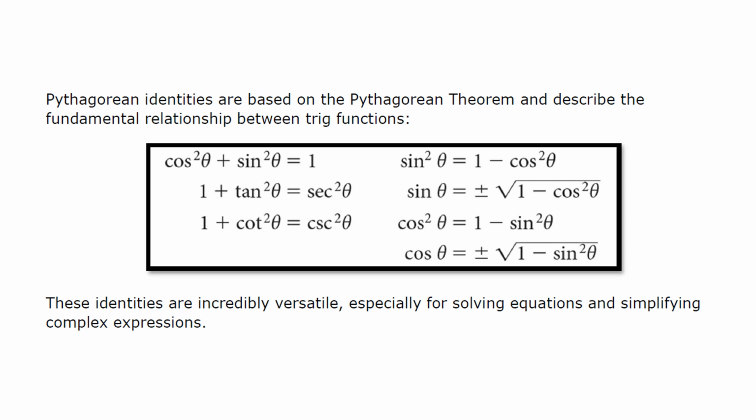Okay. The other Pythagorean identities we have are 1 plus tan squared theta equals secant squared theta, and 1 plus cotangent squared theta equals cosecant squared theta. These identities are incredibly versatile, especially for solving equations and simplifying complex expressions.